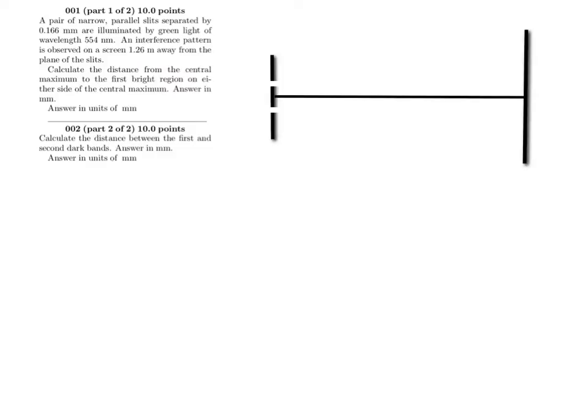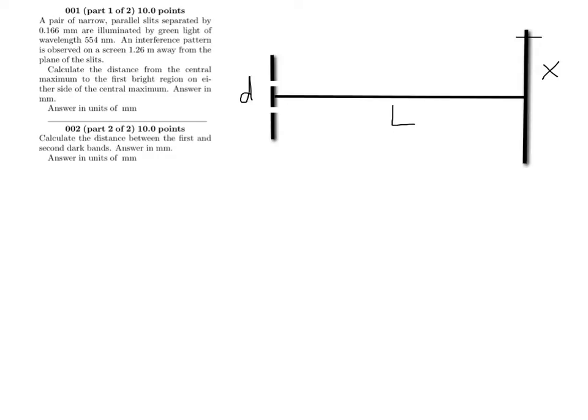So for any double slit problem, we're going to have a setup like this, where D is the distance between the slits, X is going to be how far away from the center I get a bright fringe or a dark fringe or something like that. L is going to be the distance to the screen.